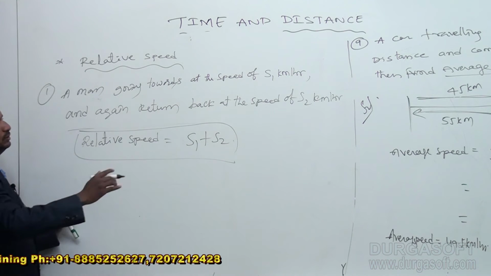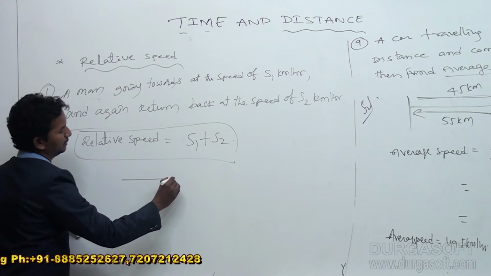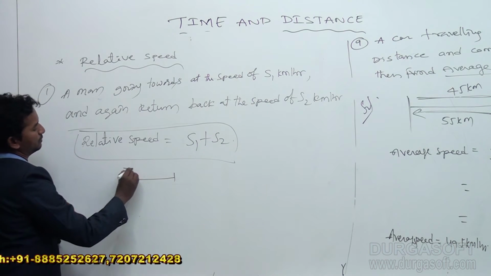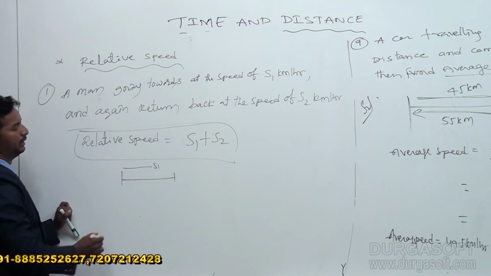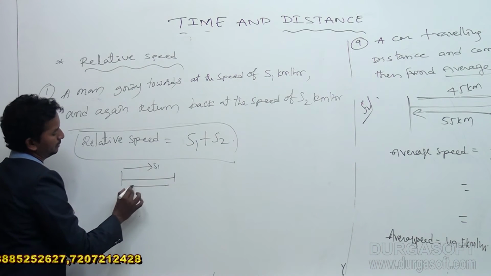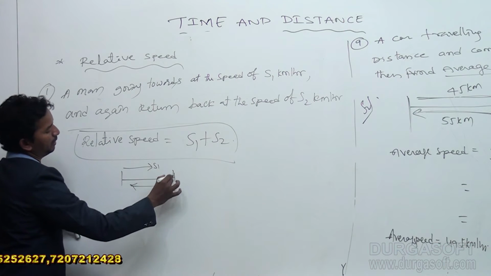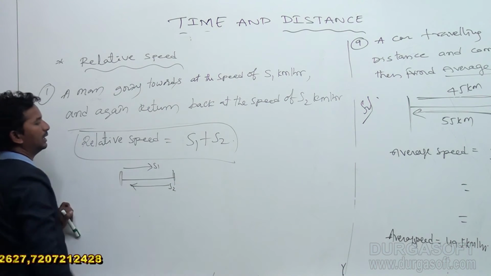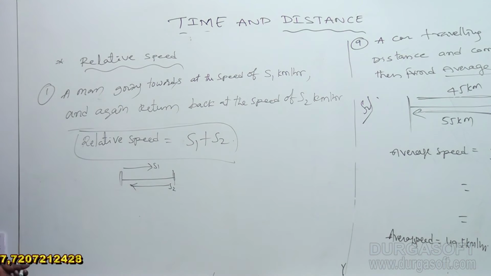The man going towards at speed s1, and again now coming back in the opposite direction, the direction will be opposite. Now both should be added. The relative speed is equal to s1 plus s2.